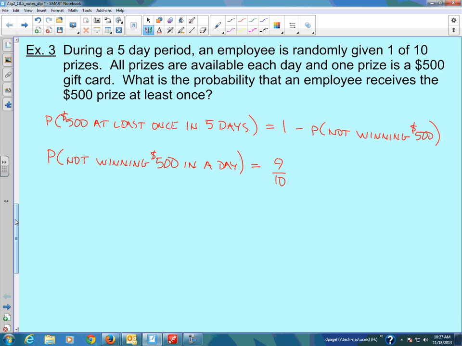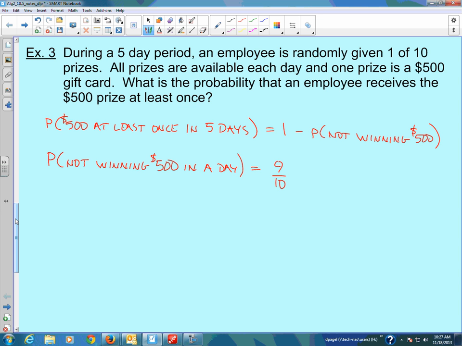What we want to look at is that this is happening over the course of 5 days. And so here we take day 1, day 2, day 3, day 4, day 5, and in each day we have a 9/10 chance of not winning the $500. This becomes an "and" situation, not winning on day 1, and not winning on day 2, and not winning on day 3, and so on. So these just become multiplication because this is an independent event here. But another way of writing 9/10 times itself 5 times is just saying, let's use an exponent, 9/10 to the 5th power.